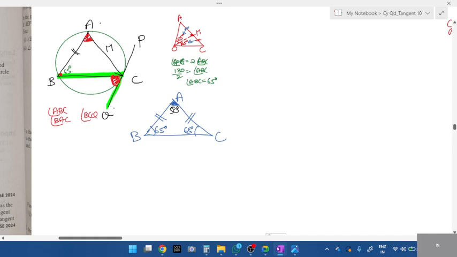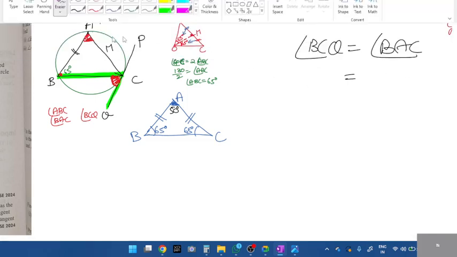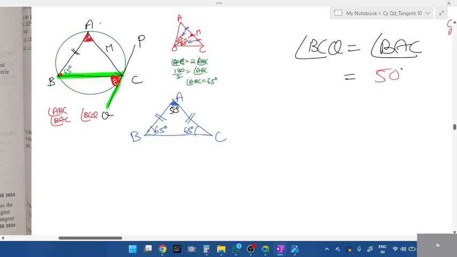Okay, tell me the answer, students. How do you find BCQ? Angle BCQ will be equal to which angle? BAC. That is equal to 65 degrees. Not 65, sorry, 50 degrees. What is the reason, students? Alternate segment concept. Alternate segment. Okay, for C, A is alternate.